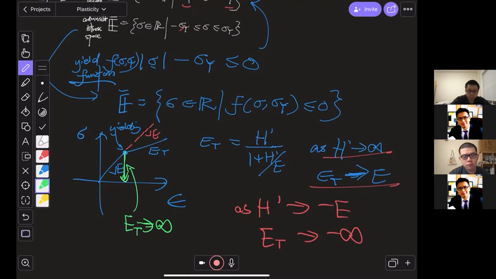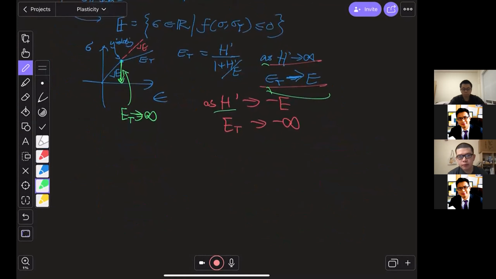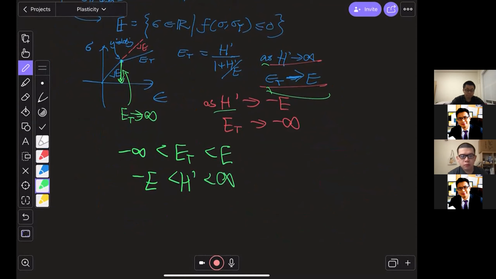So there's an upper and lower limit on h prime. h prime cannot be smaller than the negative of the Young's modulus, and it can approach infinity. But even if it approaches infinity, ET cannot be higher than E. In other words, ET is bound by these two values. Okay, so you get the idea.